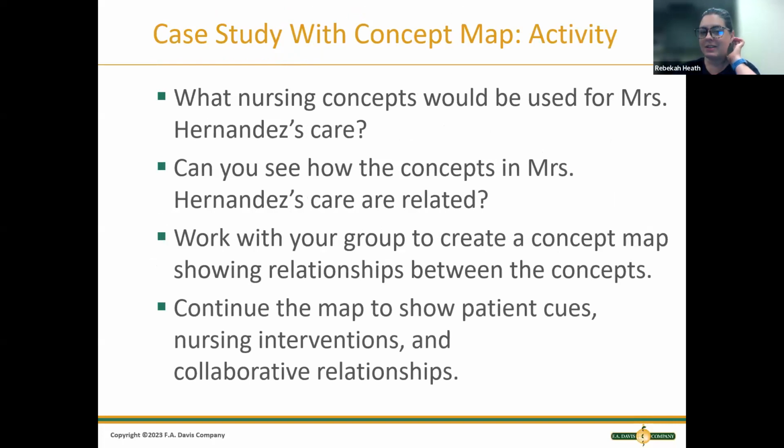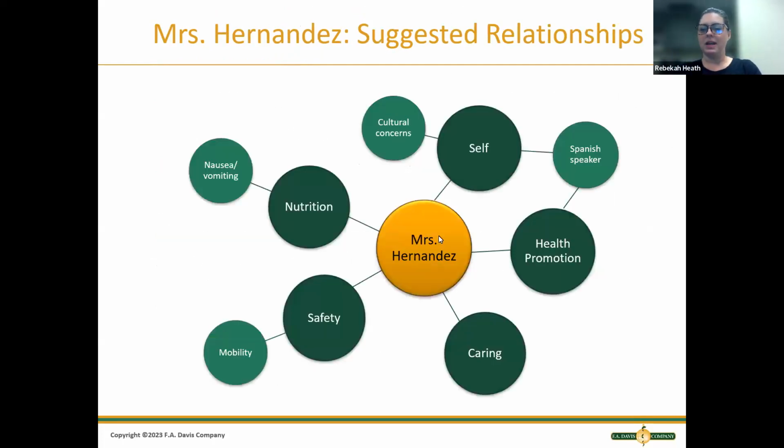So this activity, we're going to start to put together a bit of a concept map. And we want to see how are those concepts related. If we were doing this in class, we would work in groups. And then afterwards, we'd add in her cues, nursing interventions, and collaborative relationships. So here is the beginning of this concept map.